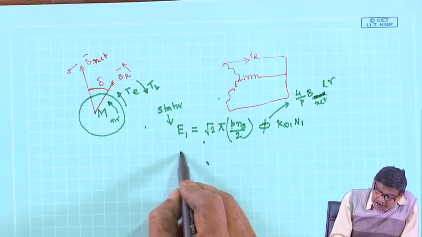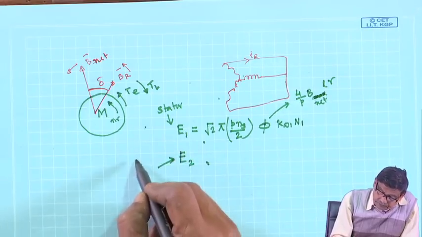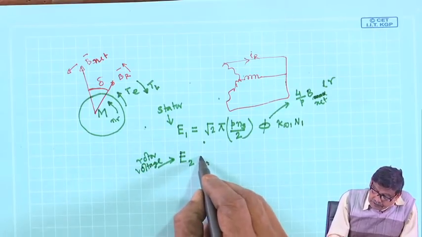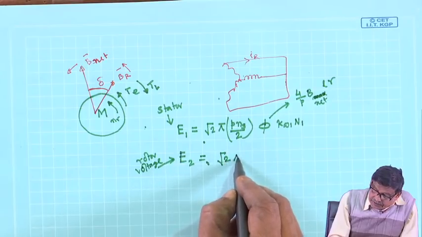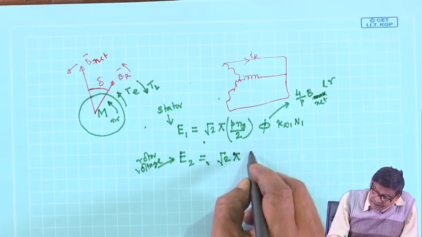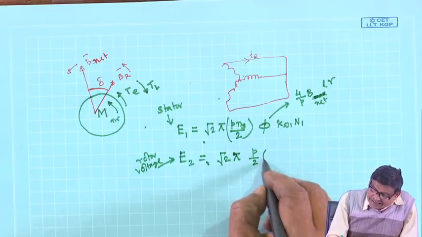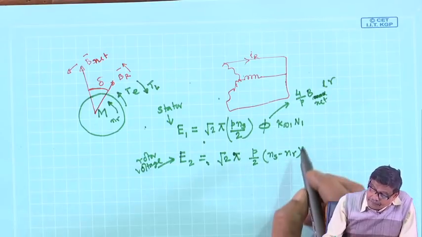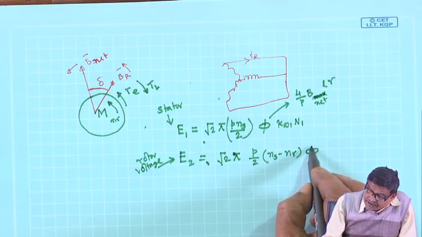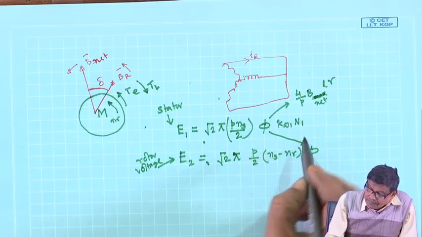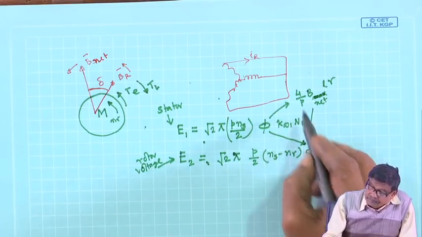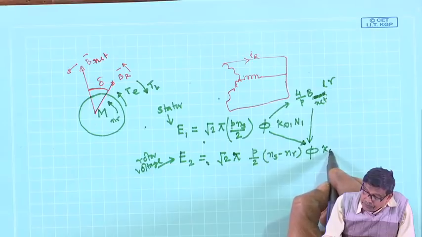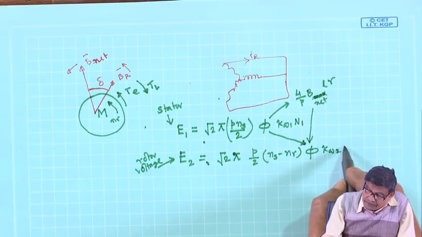And also into K W 1, the winding factor, and then N 1. Similarly, the per phase rotor voltage should also be calculated like this: root 2 pi P by 2, and this is n s minus n r, assuming the rotor is moving with some speed n r, and this is the same phi, 4 by P B net L r, into K W 2 N 2.